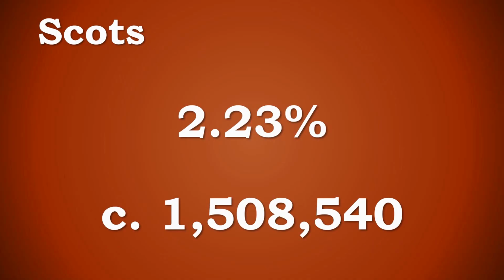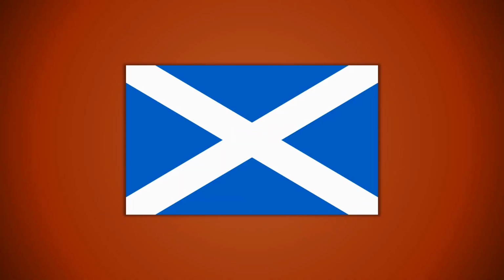So the next language is Scots. Now, for a long time, Scots wasn't considered to be a separate language, but rather a variety of English. It's a little bit hard to tell when someone is a Scots speaker rather than a speaker of Scottish English, but these statistics are based on the previous census of people who self-reported being a Scots speaker, so we're going to take them at their word. That's around 2.23% of the UK's population, which is around 1.5 million people.